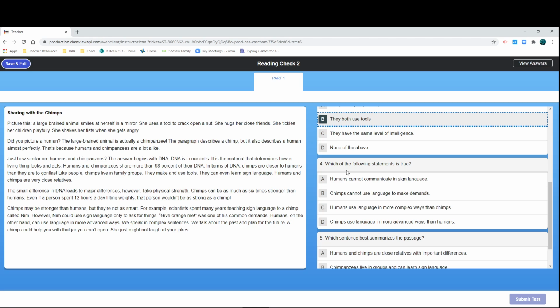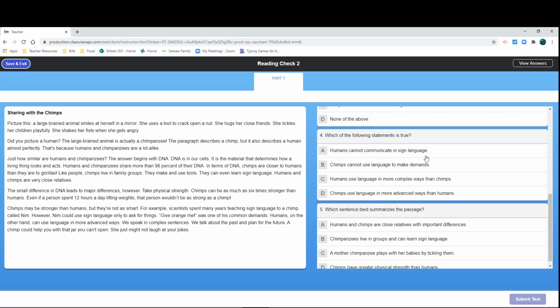Number 4, which of the following statements is true? It says humans cannot communicate in sign language. Chimps cannot use language to make demands. Humans use language in more complex ways than chimps. Chimps use language in more advanced ways than humans. So we're looking for the one that is true. It says humans cannot communicate in sign language. Well, I can tell you right now that I don't even have to look at the text to determine that that statement is false, because deaf humans use sign language to speak. They use American Sign Language, ASL. So A is a false statement.